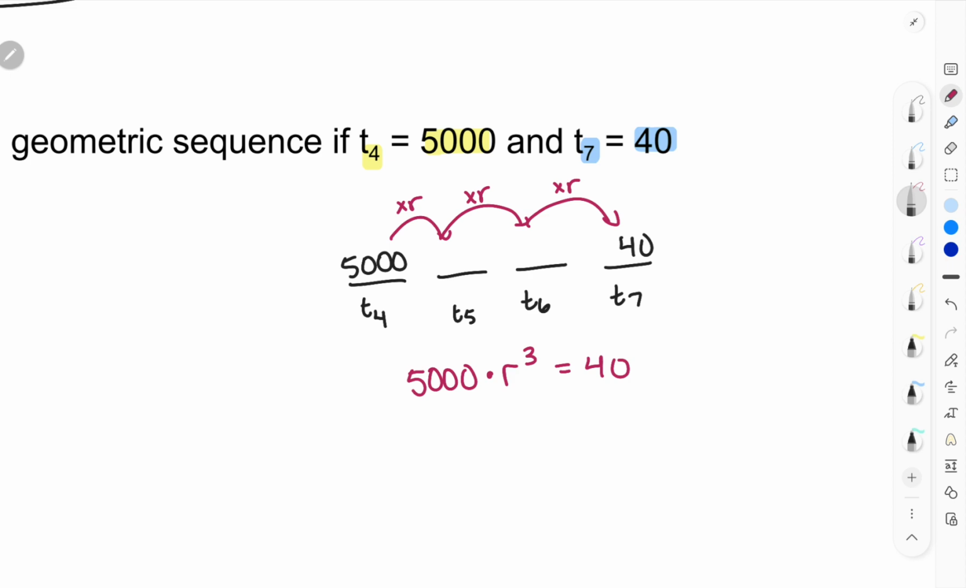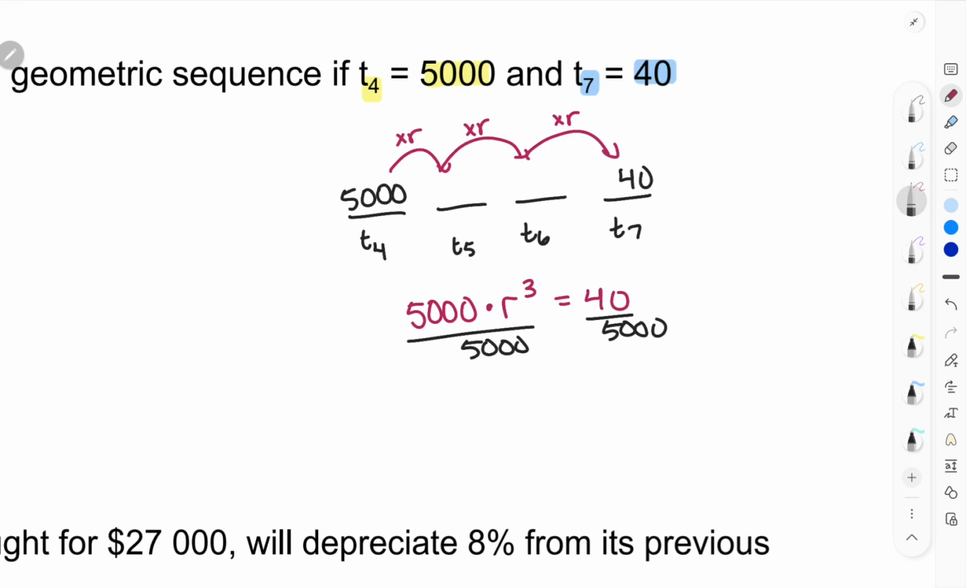So now I just have a little power of 3 equation to solve, right? I can divide both sides by 5,000. So R cubed is, this reduces down to 1 over 125. Then I cube root both sides. Cube root of 1 is 1. Cube root of 125 is 5.